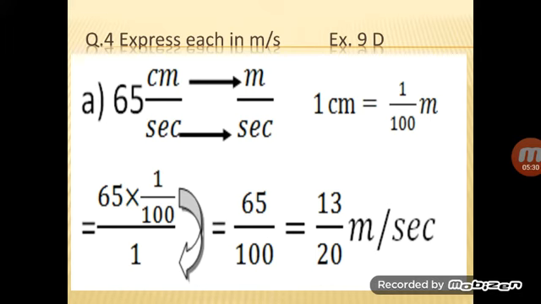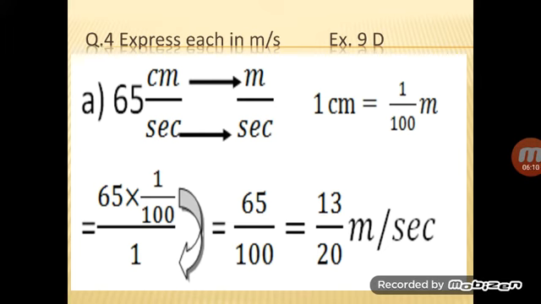Next, question number 4 is to express each in meter per second. Now you are going to convert into meter per second only. First speed is given as 65 centimeter per second. Centimeter is to be converted into meter, but in the denominator time is already given as second, so no need to convert it. Again, the smaller unit is going to be converted into the bigger unit, so 1 centimeter is equal to 1 over 100 meter. In the numerator we do multiplication, and in the denominator it remains 1 as nothing was there. Per second means per unit second.